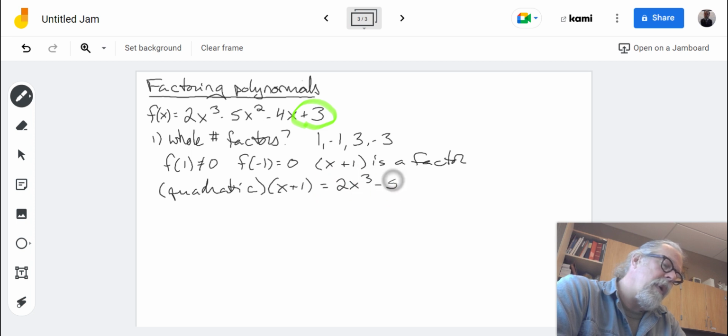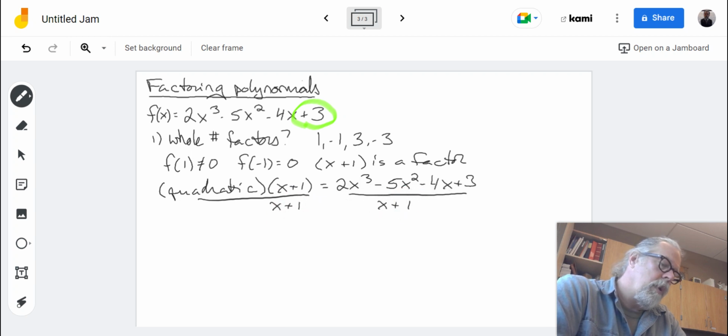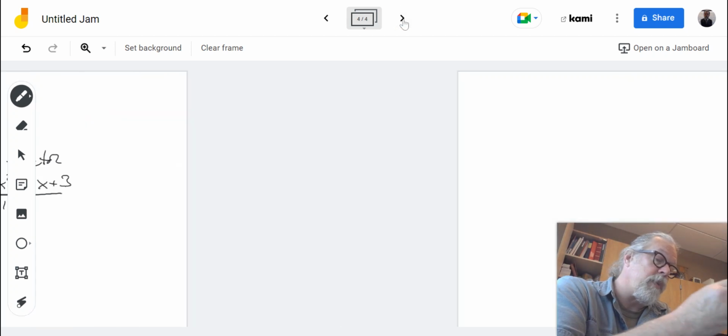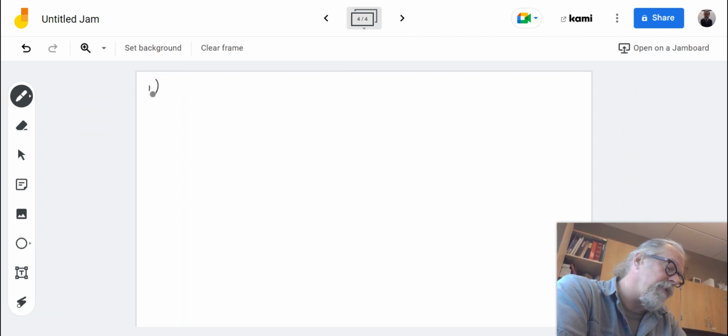And I now have the following. Well, how does that help me? Well, what if I divide both sides by x plus 1? I would know the quadratic. How do I divide both sides by x plus 1? I'm going to show you two quick strategies, and the first is using a geometric or generic rectangle.